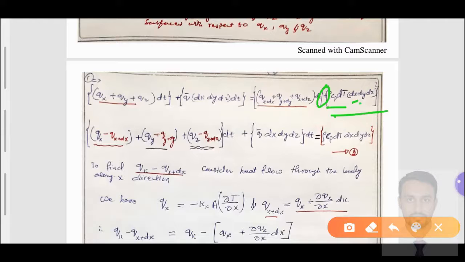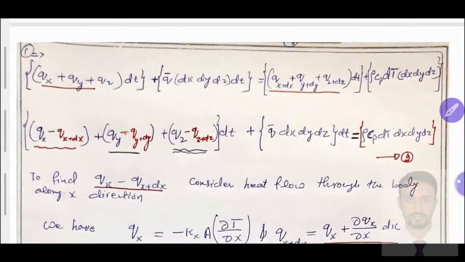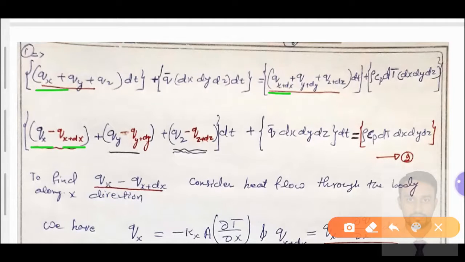Within the volume of this element, heat will be stored due to the change in temperature, throughout the density of the element. Now, this part remains the same as it is, only this part will change. I will take this value on the left hand side, and then the rearranged equation is: q of x minus q of x plus dx, q of y minus q of y plus dy, q of z minus q of z plus dz.